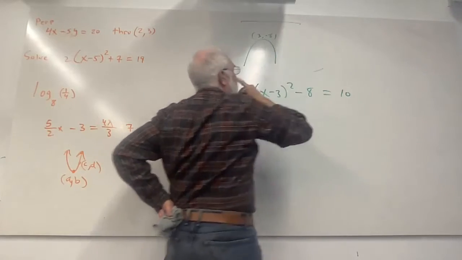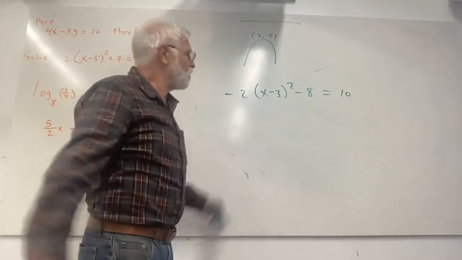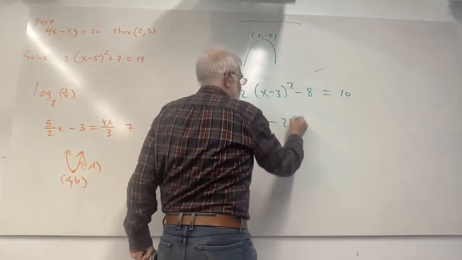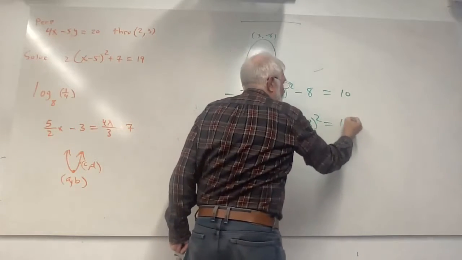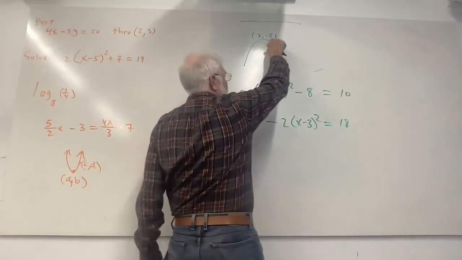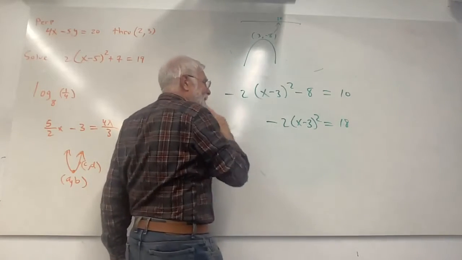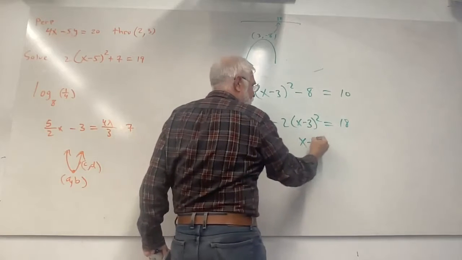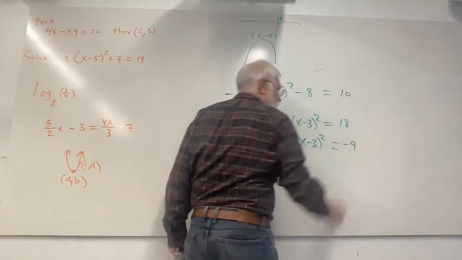A height of 10 is above that. If you think that's intersecting, you're imagining things. What are you imagining? You're imagining that you do the inverse operations. Looks like I got to go up 18 units from negative 8 to get to 10. Yes, I got to go up 18 units to get there. I'm dividing by negative 2, so that's (x minus 3) squared equals negative 2 into 18 is negative 9.